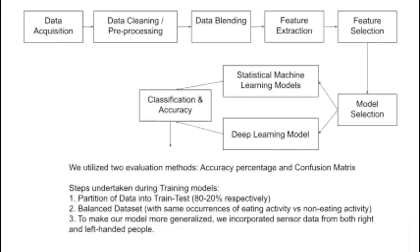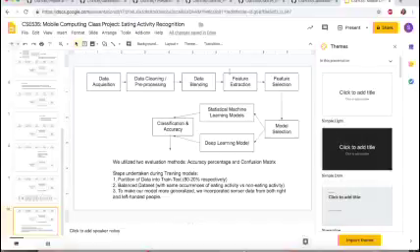Now, for the evaluation methods, we utilize 2 metrics. One is the accuracy percentage. We also reported the confusion matrix. The steps undertaken during the training of models is partitioning the data into train and test sets with an 80-20% split. Initially, the data set was unbalanced, and we had to make the data set balanced with the same occurrences of eating activity and non-eating activity. To make our model more generalized, we incorporated sensor data from both right and left-handed people. So moving on to the code.